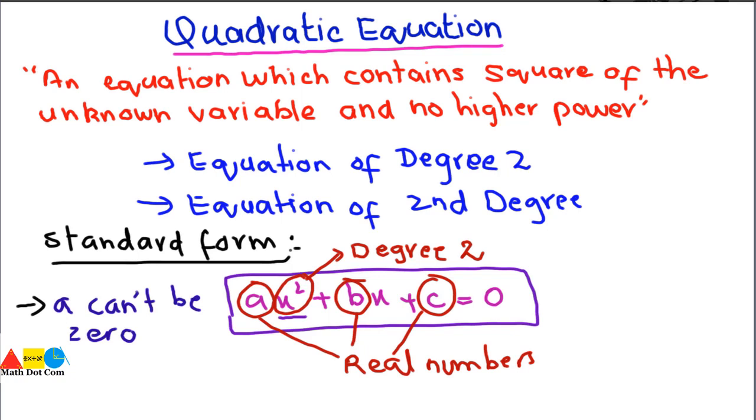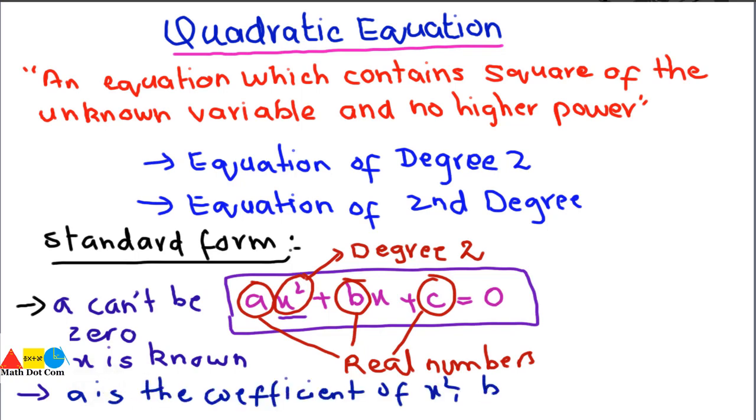Okay, then here x is unknown. It is obvious that x is unknown here, and we can say that a is the coefficient of x square, b is the coefficient of x, and c is the constant term in the standard form. So we have discussed the restrictions on the standard form of the quadratic equation. Now see an example of a quadratic equation.